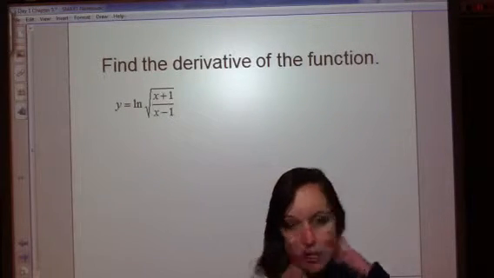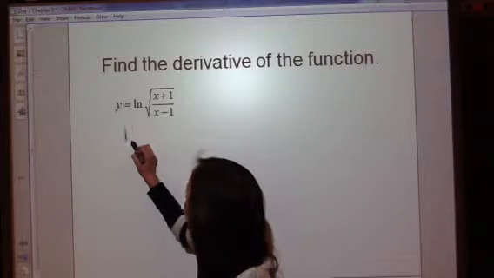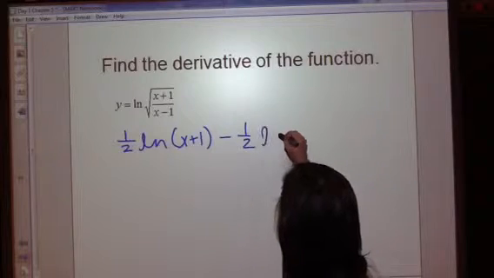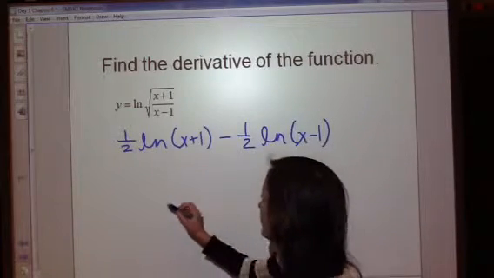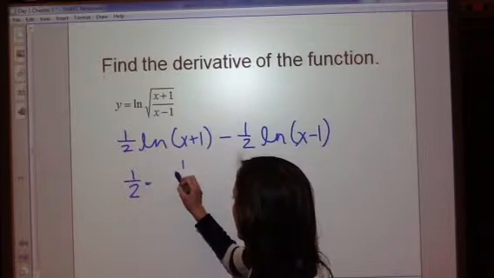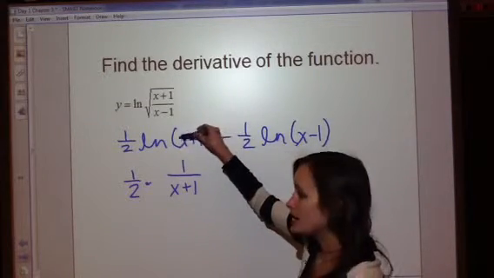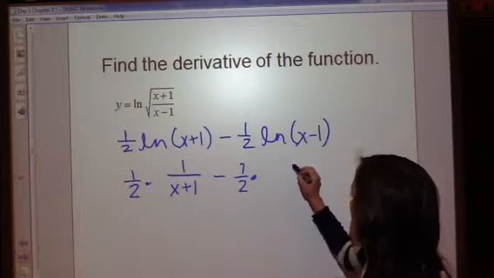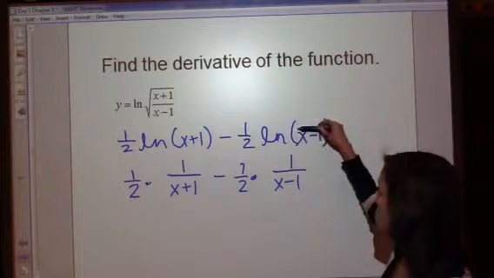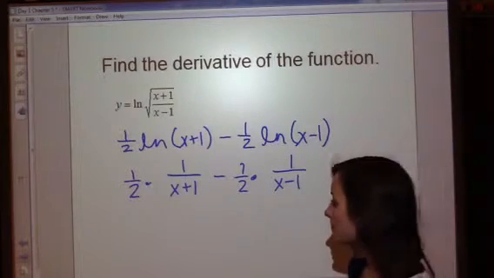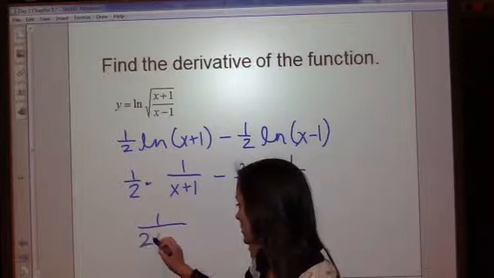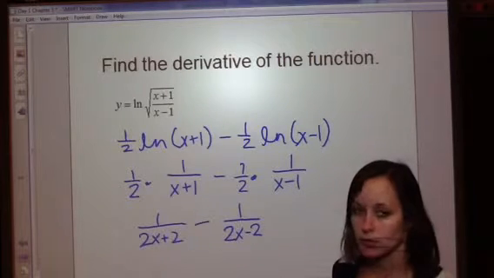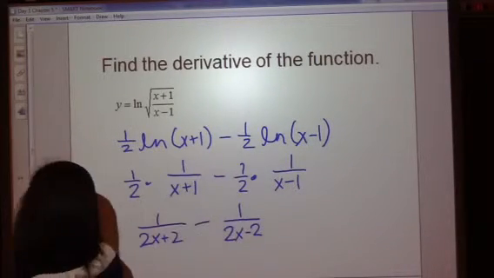So, try this one on your own. Rewrite as a half ln x plus 1 minus a half ln x minus 1. Derivative is a half times 1 over x plus 1, because the derivative of x plus 1 is 1 over the original, minus a half times 1 over x minus 1. This one is x minus 1, so its derivative is 1 over that. Multiply across, so you get 1 over 2x plus 2 minus 1 over 2x minus 2. If you don't want to distribute on the bottom, you don't have to, but I went ahead and did it.